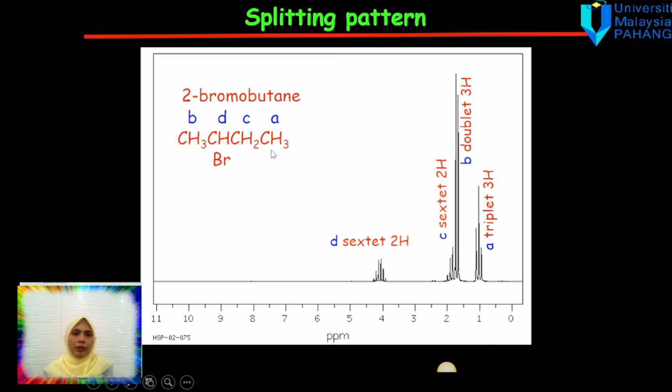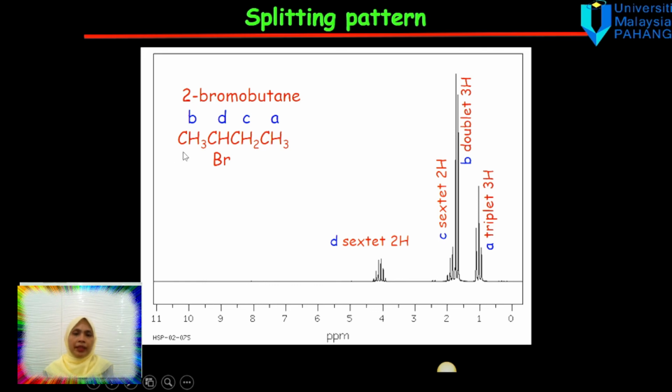The upfield proton becomes A, the first signal to appear, followed by the signal of B. The methylene proton is C, and the last one will be the methane. Methane will become more deshielded because it is directly attached to the bromine.